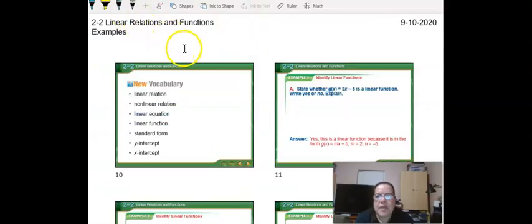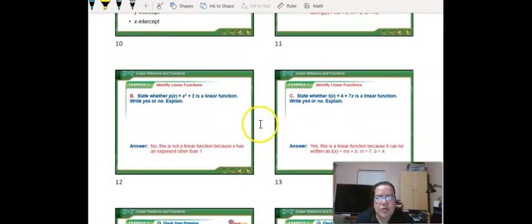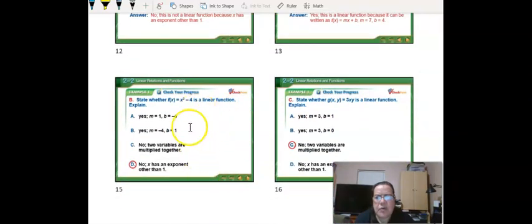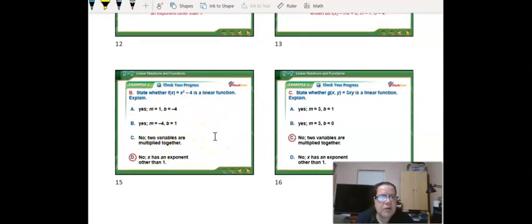All right, so now looking at the packet, we've got chapter 2.2, linear relations and functions. And so here are the key vocabulary words which are in the notes, and you'll see some examples here. Some of these have an explanation, so I'm going to go over the ones that do not have an explanation. So it says state whether f of x is equal to x squared minus 4 is a linear function. Well, automatically I see a problem. I see x squared, square. So square is not linear, it has to be to the first power. So no, it has an exponent other than 1. So make sure that your linear equations do have a power of 1.